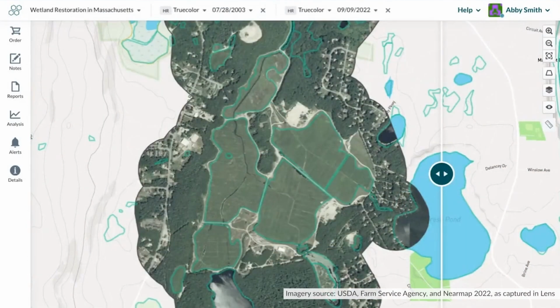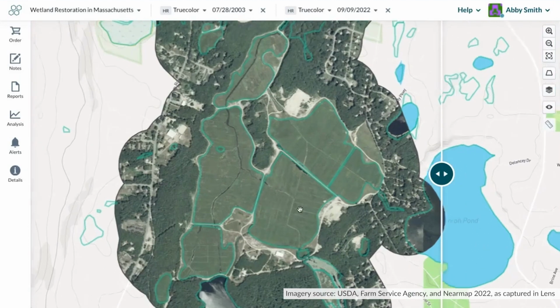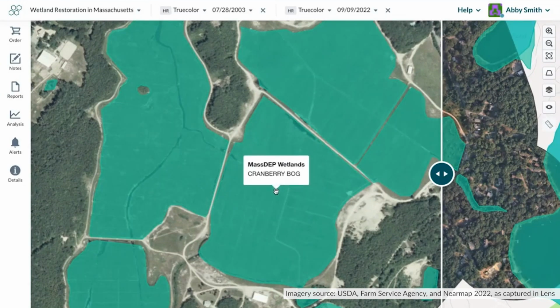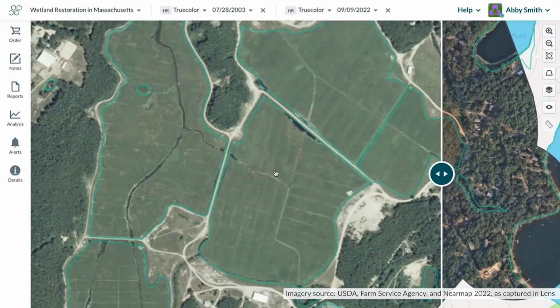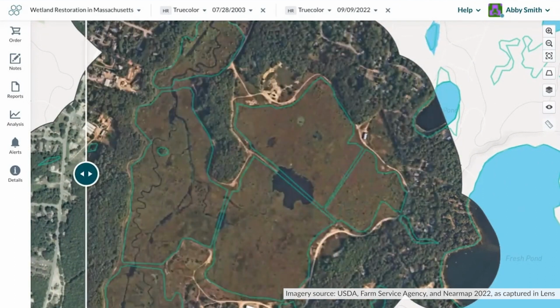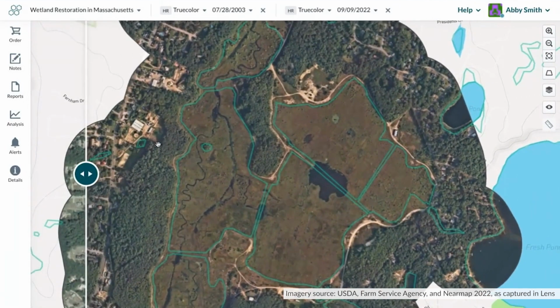Here's one more example. This is a wetland restoration site where cranberry bogs were restored into a wetland over the last 2 decades. So here we can see back in 2003, this is the NAIP aerial imagery, that this was a cranberry bog. That's very clearly delineated in the Wetlands Inventory data, and we can see that visually in this imagery.